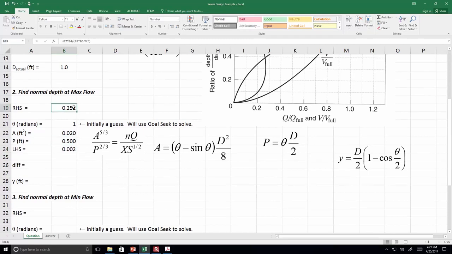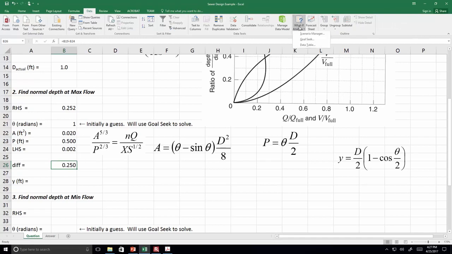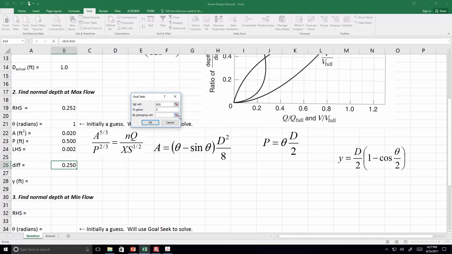So the left-hand side and the right-hand side right now don't match. The difference between them is just one minus the other. You can probably guess why we're calculating the difference, because what we want is for the difference to go down to 0. So we're going to keep changing the angle in radians until the difference is equal to 0. Do that with Goal Seek. Set the difference equal to 0 by changing the angle. And so we're going to solve until we get the angle in radians.